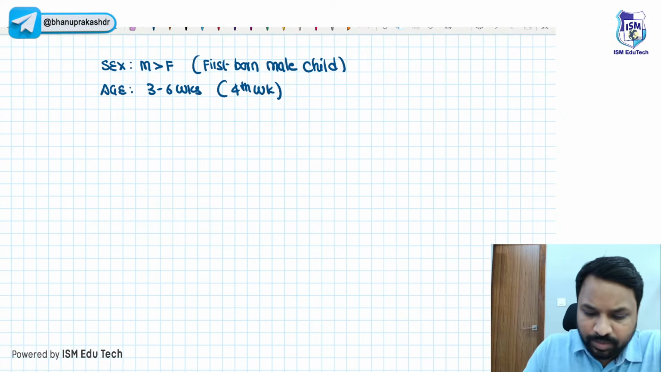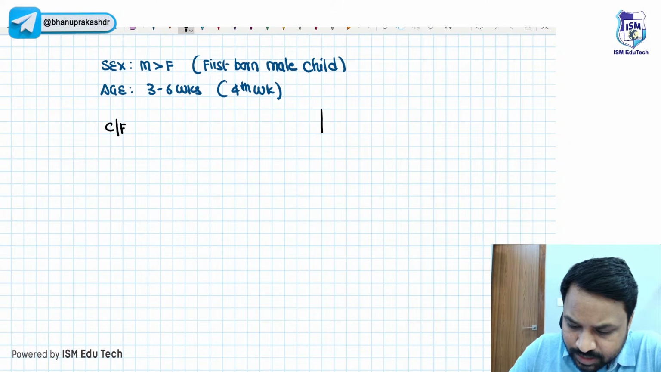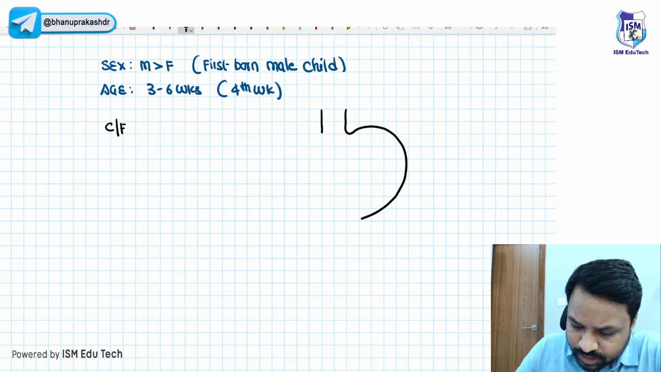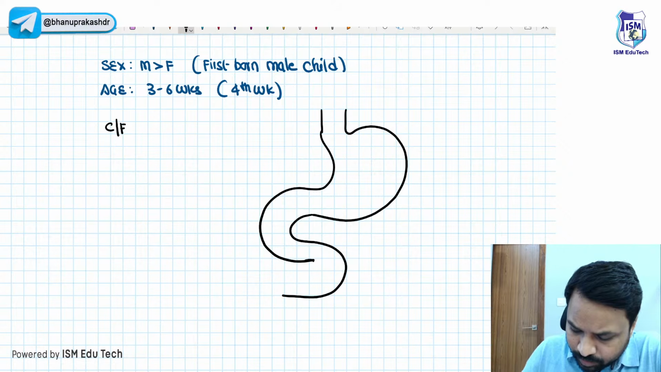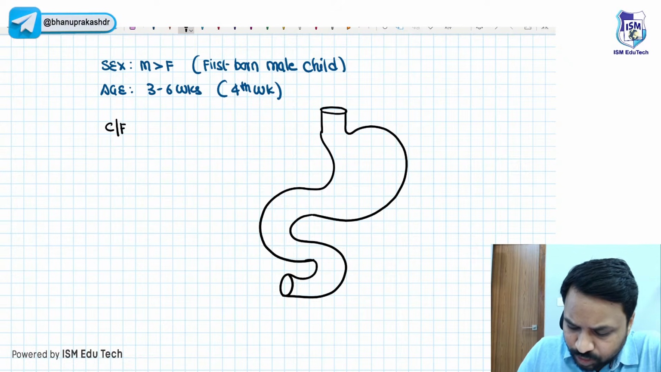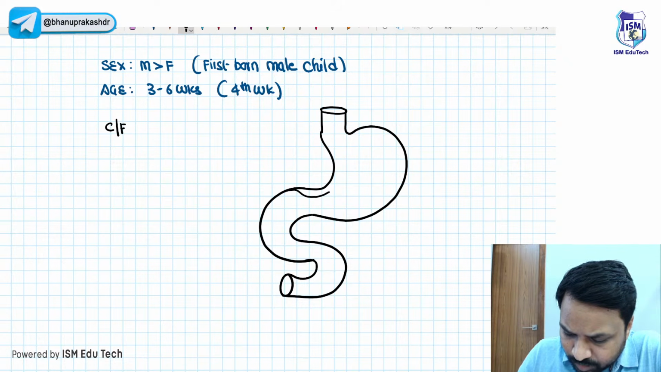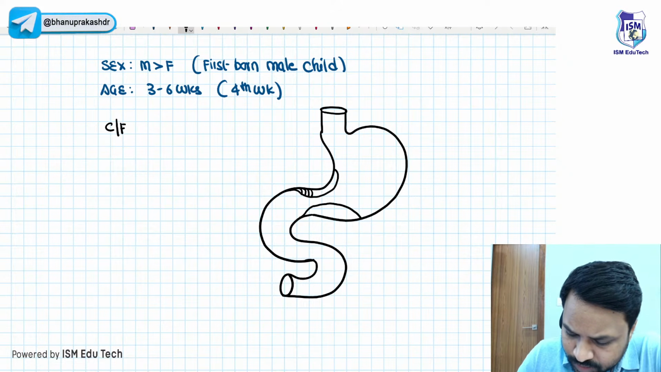Now, how would a baby present to you in terms of clinical presentation? Let's see. If you take this as a representation of the esophagus, this happens to be the stomach. This is the pyloric part and the duodenum that is present across it. You notice that there is hypertrophy of the circular muscles in the pyloric region.